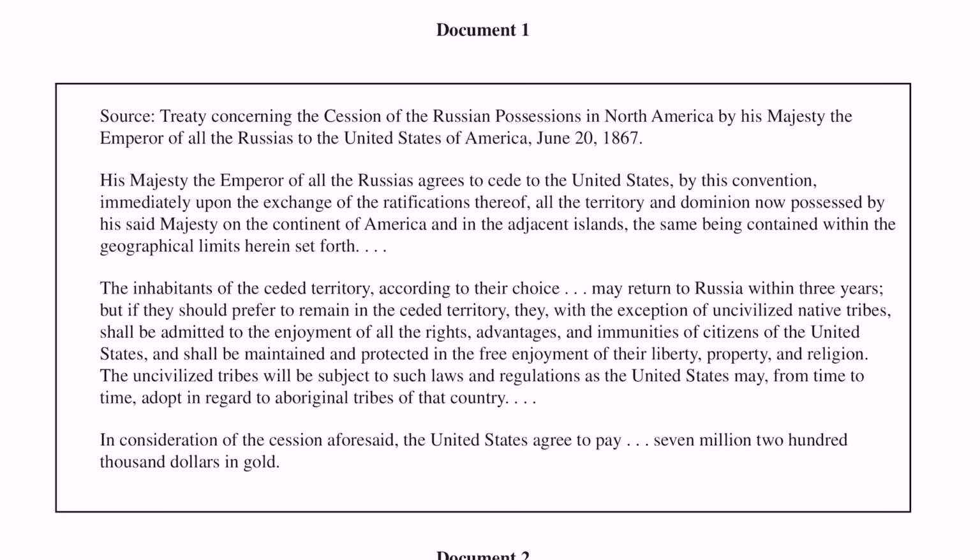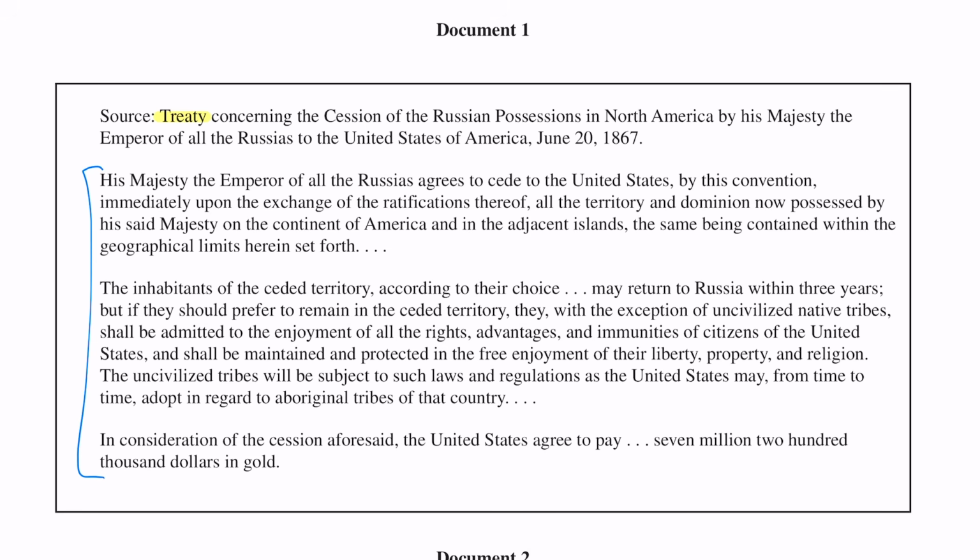All right, now I'm not going to read all these documents to you. You might just want to pause this and read them for yourself and take a few minutes to do that, but I'm just going to show you the key things that I'm taking out of these documents. So in document 1, the first thing I see is that what we're about to read is a treaty. And after reading the whole thing, it really is just an explanation of Russia ceding their North American territory to the United States.